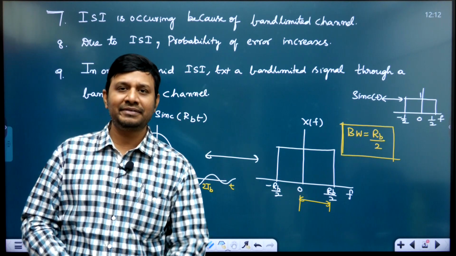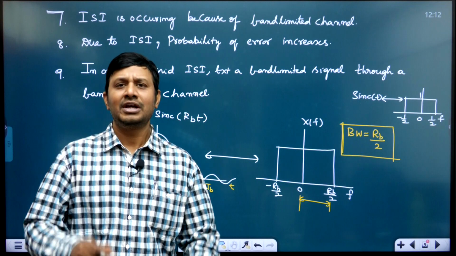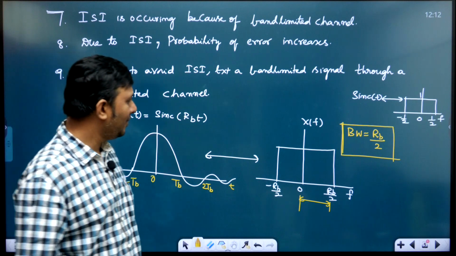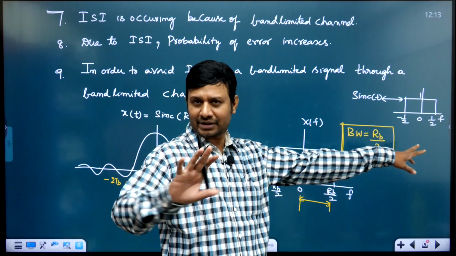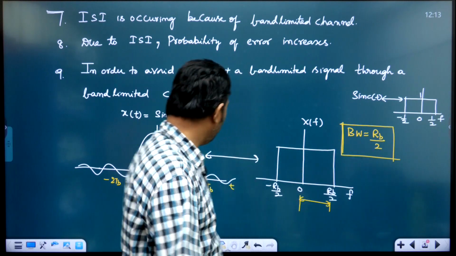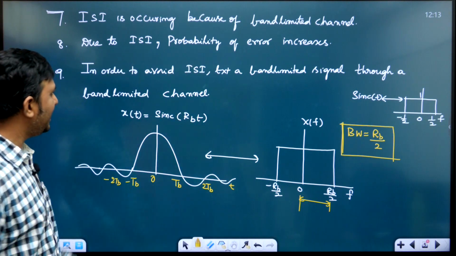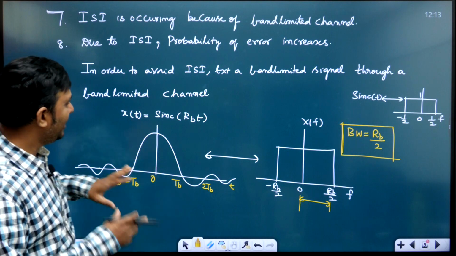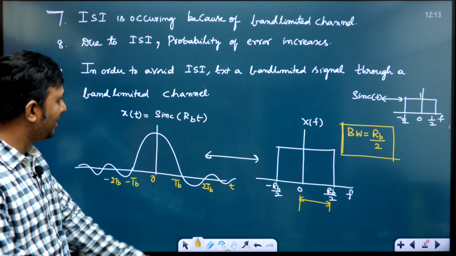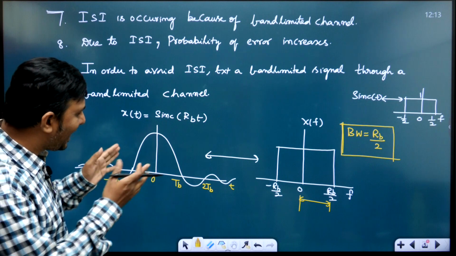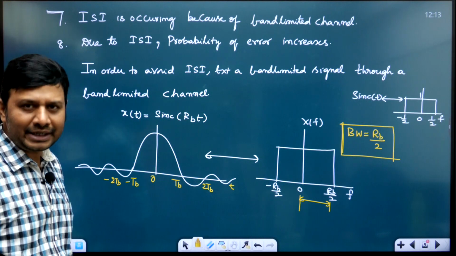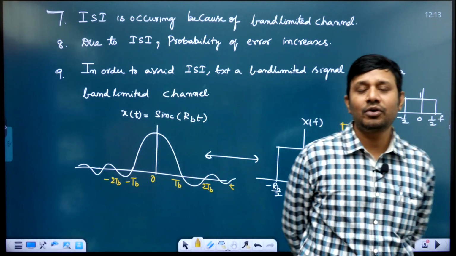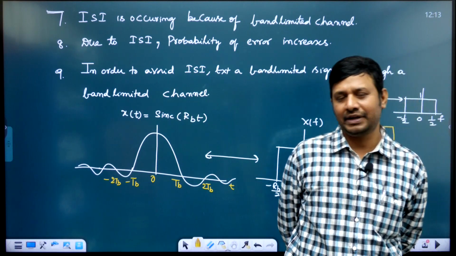Why are we using the sinc pulse? In order to avoid intersymbol interference. What is intersymbol interference? We have already seen it, right? Now this is the first advantage we got: bandwidth got reduced. Now we must see whether there is any intersymbol interference with the sinc pulse or not. The idea is to transmit a band limited signal through a band limited channel. Now we must see whether we are going to have intersymbol interference or not.